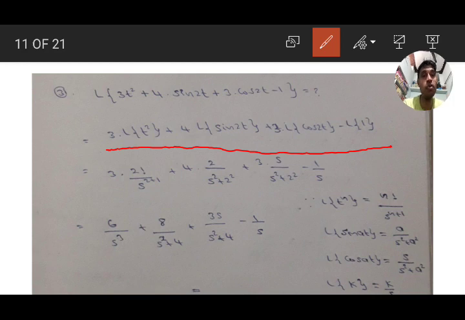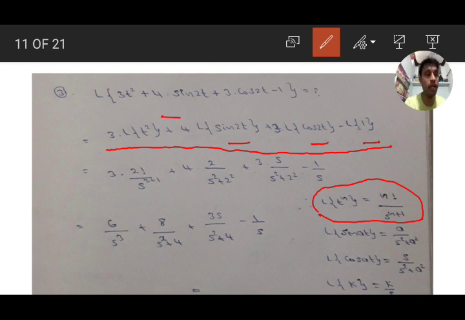Next step. So we need four formulas here: L of t to the power of n, L of sin at, L of cos at, L of k. So first one, L of t to the power of n formula is n factorial by s to the power of n plus 1. Here we have n equal to 2, so we get 2 factorial by s to the power of 2 plus 1, means 2 factorial means 2 into 1 is 2, so 2 by s cube.